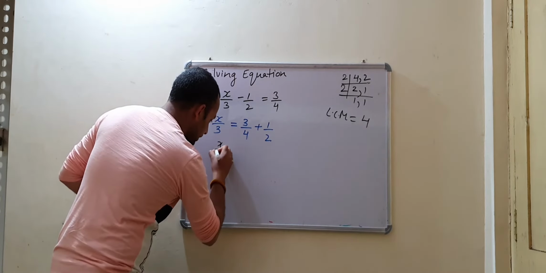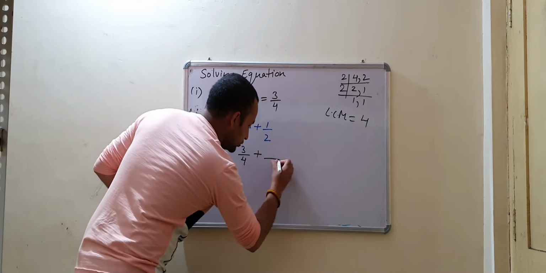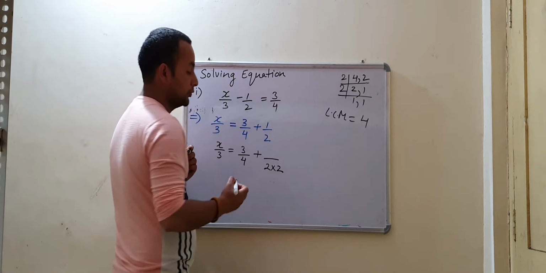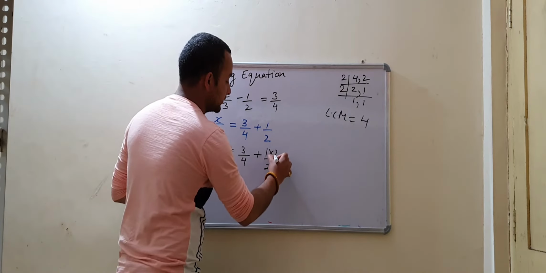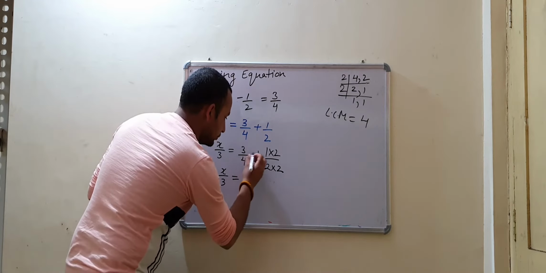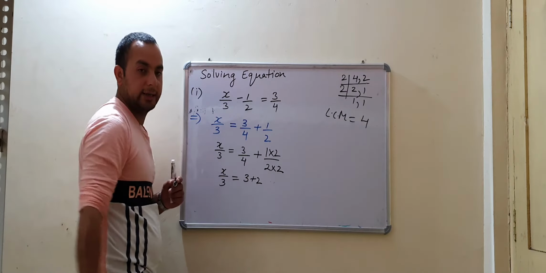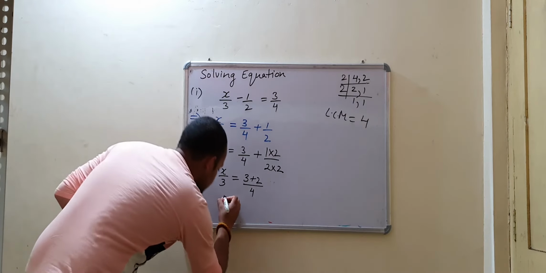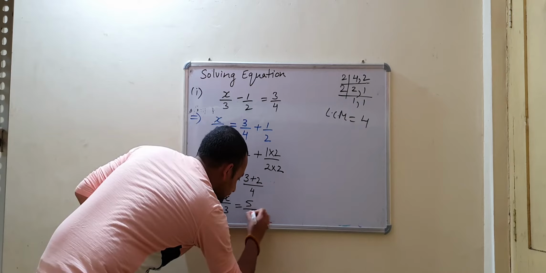So x upon 3 as it is equals 3 upon 4 plus, now you're going to make this denominator into 4, so you will multiply by 2. Whatever number you multiply in the denominator, the same number should be multiplied in the numerator. Okay class, now x upon 3 equals 3 plus 2, and your denominator is 4, so you can write it only once. So x upon 3 is equals to 3 plus 2, which is 5 upon 4.